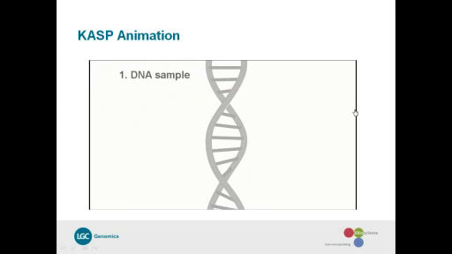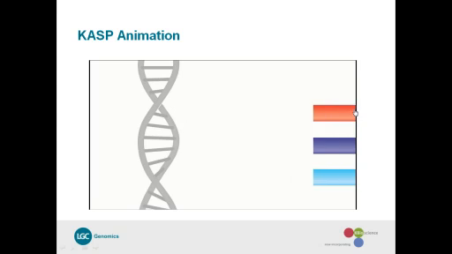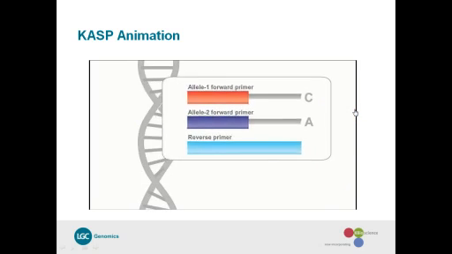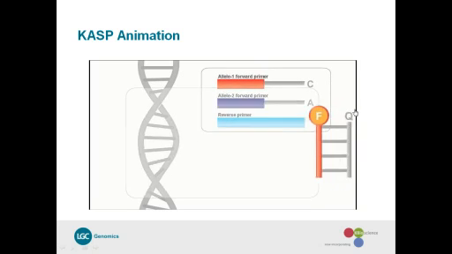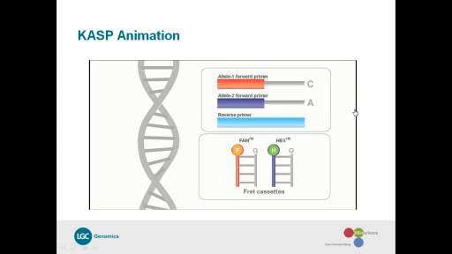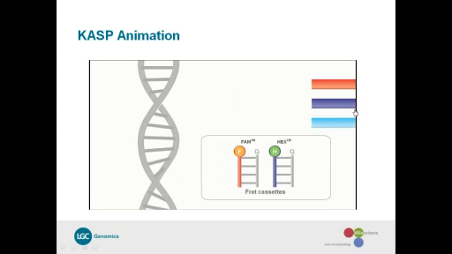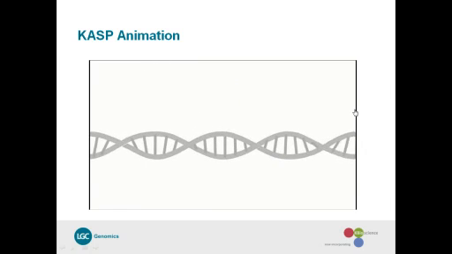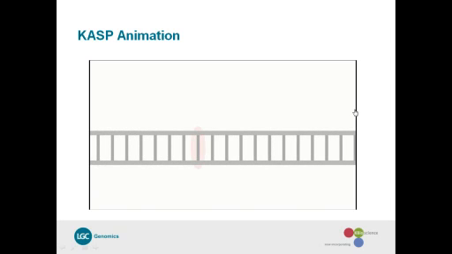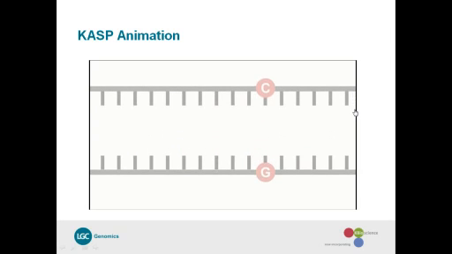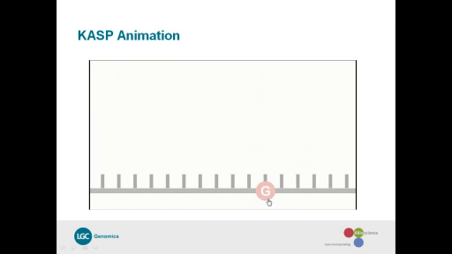There's your DNA sample, and then you have your primer mix with its 3 components, the 2 competing forward primers and the 1 common reverse primer. And then you have your master mix, which is universal to all KASP assays, and it has the FAM and the HEX labeled FRET cassettes that are quenched. So you start your first round of PCR, and the DNA denatures. That's your SNP location for illustrative purposes. Again, we're showing it to be a G in this location here.